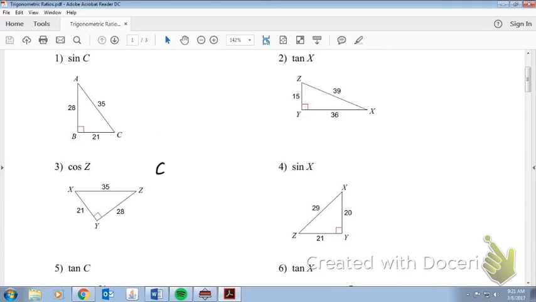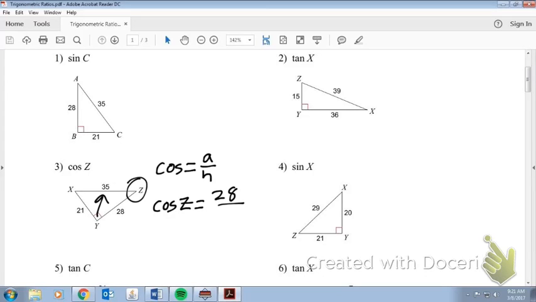So, if we were to look at number 3, because I want to do a sine, a cosine, and a tangent. Number 3, cosine of z. So we know that cosine equals adjacent over hypotenuse. And so there's z. So we're going to look adjacent. Again, adjacent is next to. So if I live in Boston, I'm adjacent to the East Coast. Z is adjacent to 28. And then the hypotenuse is 35.